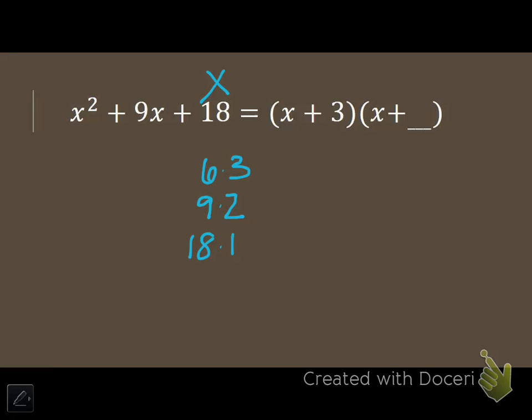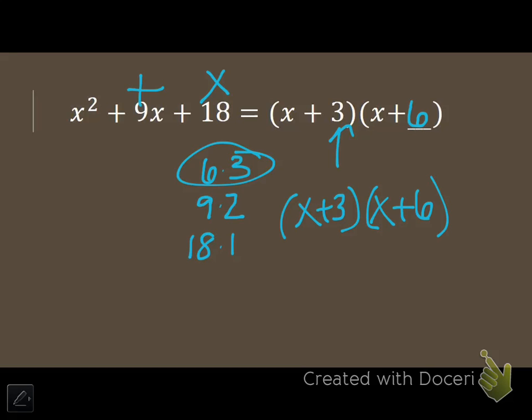But I also want them to add to get 9. So this is the only one. I already have the positive 3, so now I need a positive 6. So the answer is x plus 3 times x plus 6. To check it, you can use your FOIL.